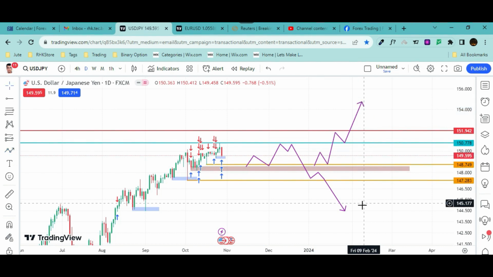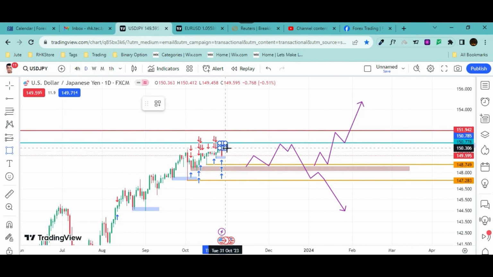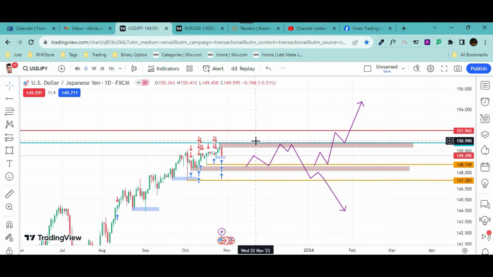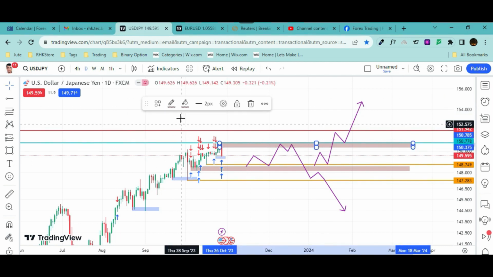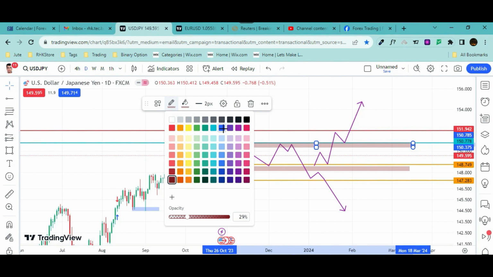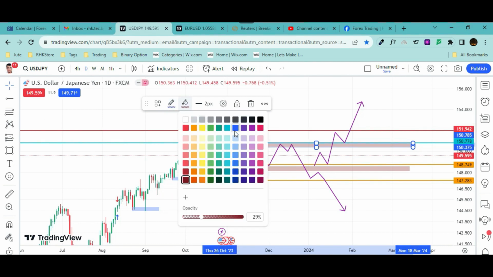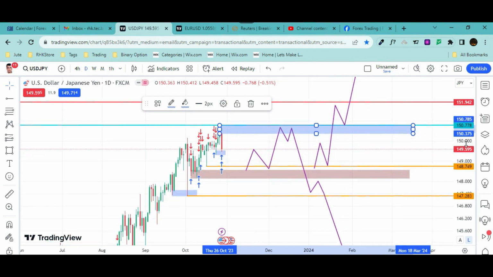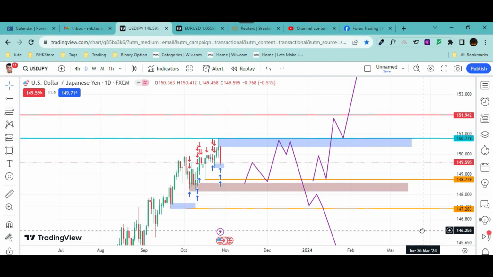So be careful when trading USD and JPY. These zones must be considered and watched very carefully. Analyzing the structure is very important, because without analyzing the structure, you don't know where the price will go, where you should take the trade and where you should not, and if you take the trade, where you should close it.